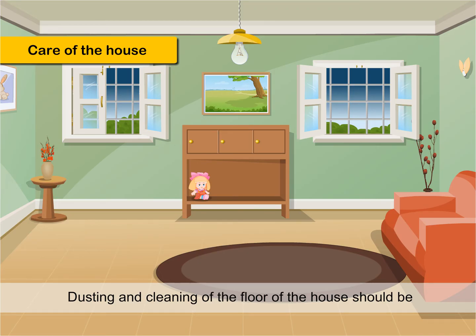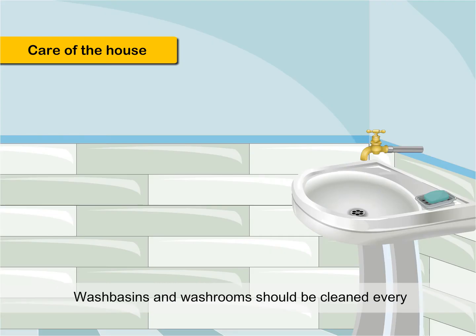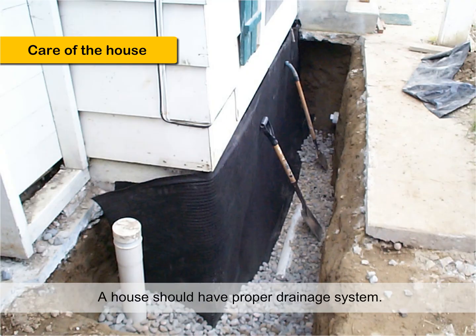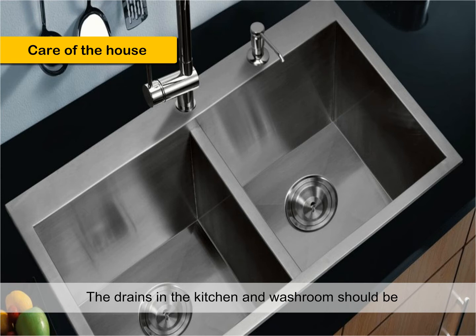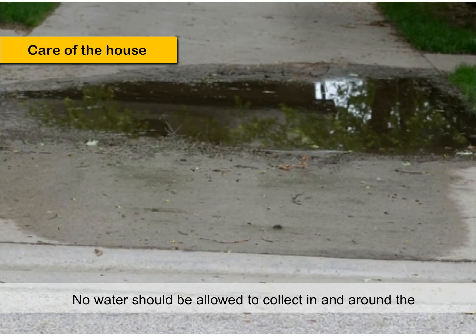Dusting and cleaning of the floor and house should be done regularly. Wash basins and washrooms should be cleaned every day. A house should have proper drainage system. The drains in the kitchen and washroom should be covered. The drains should be cleaned regularly. No water should be allowed to collect in and around the house.